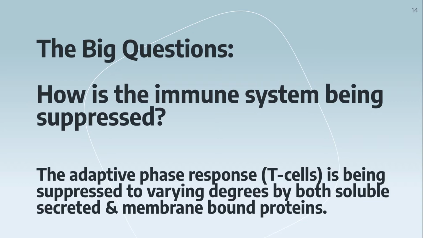So to answer our first question, how is the immune system being suppressed? Well, the adaptive phase response, T cells, is being suppressed to varying degrees by both soluble secreted and membrane-bound proteins.